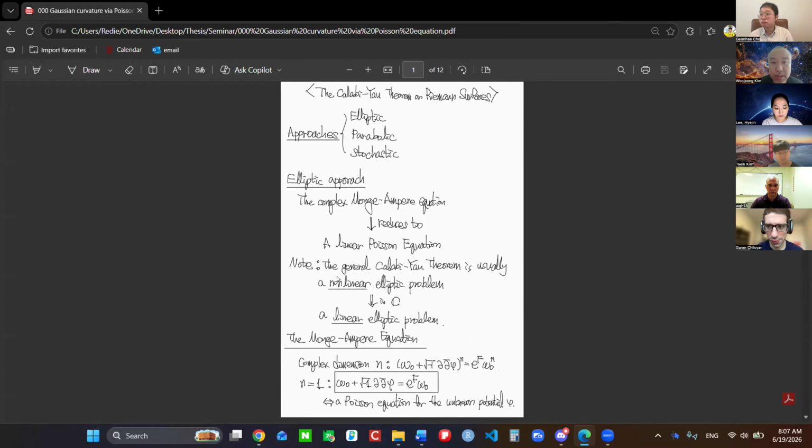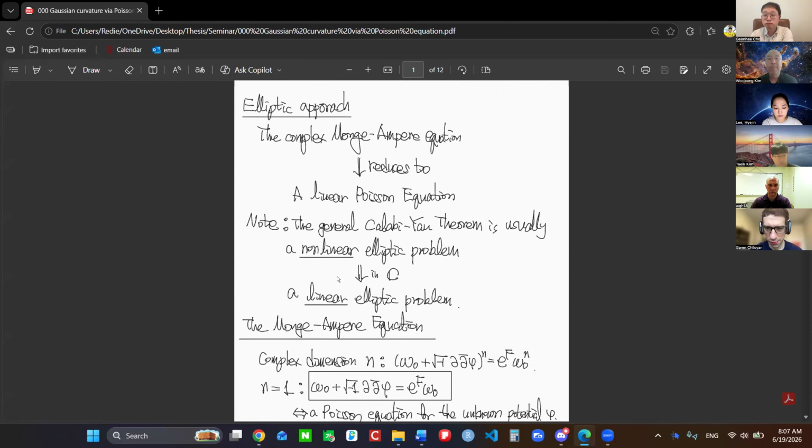So the elliptic approach is to make the complex Monge-Ampère equation reduce to a linear Poisson equation. The general Calabi-Yau theorem is usually a non-linear elliptic problem, but in complex dimension one it is going to be a linear elliptic problem.